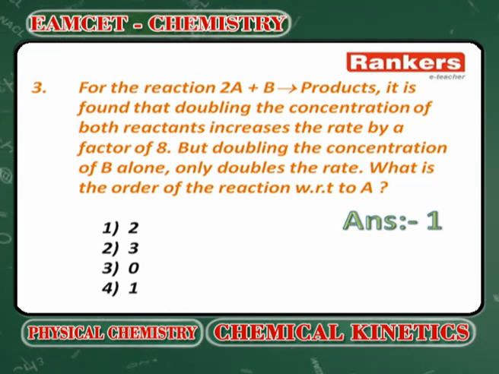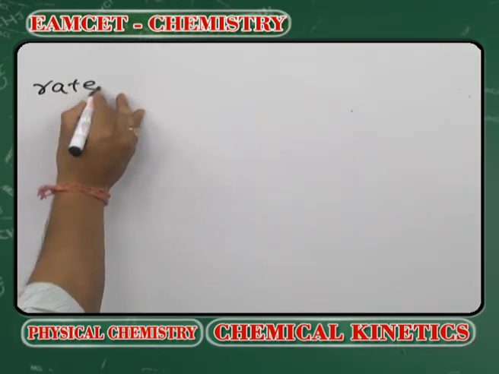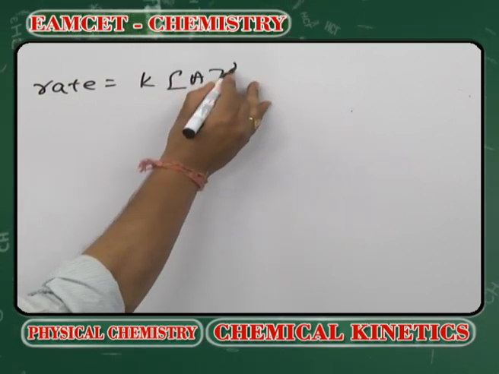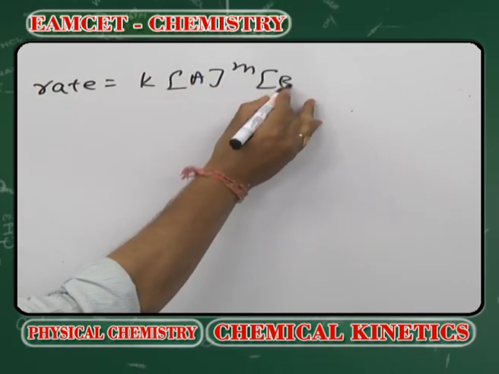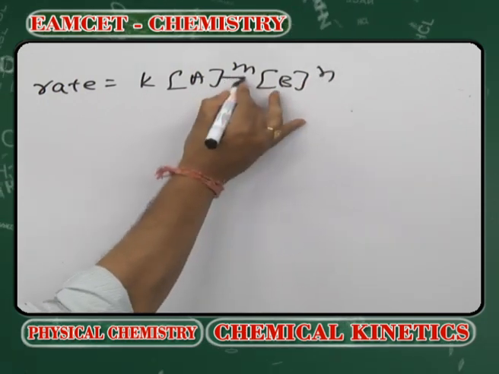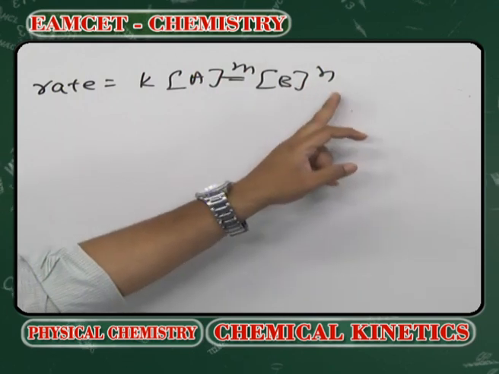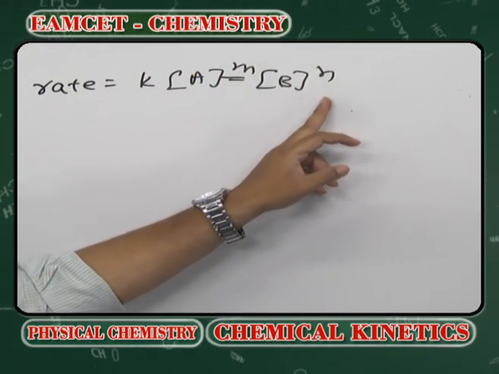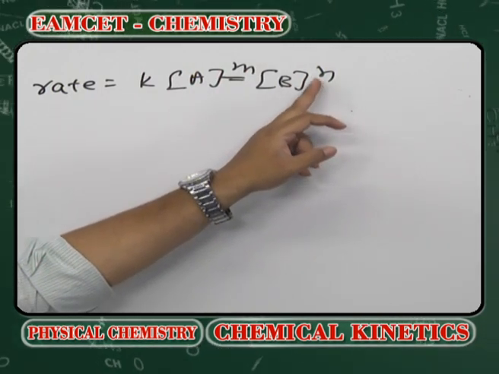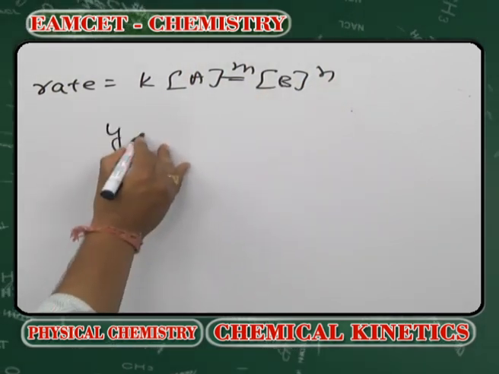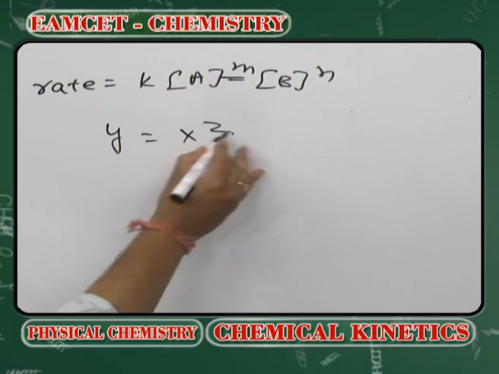Now what is the rate expression? Let the rate expression be rate equals k into A to the power of m and B to the power of n. What does m stand for? Order with respect to A. What does n stand for? Order with respect to B. We can simply use this relation y equals x to the power of z.